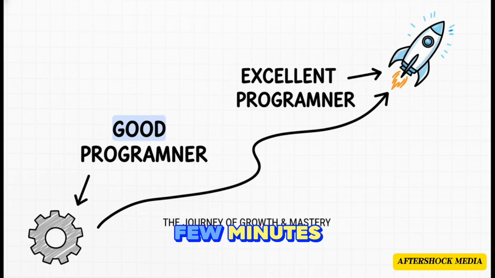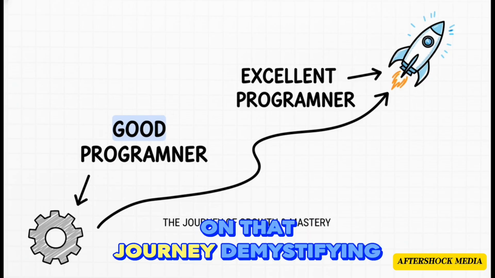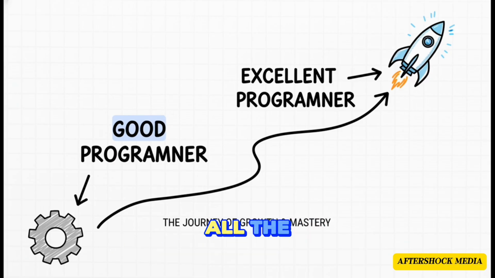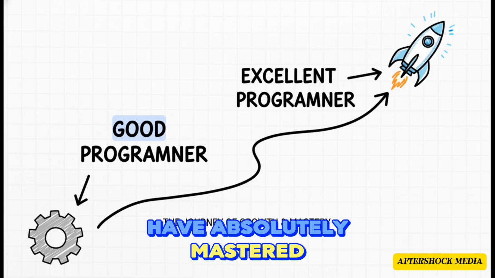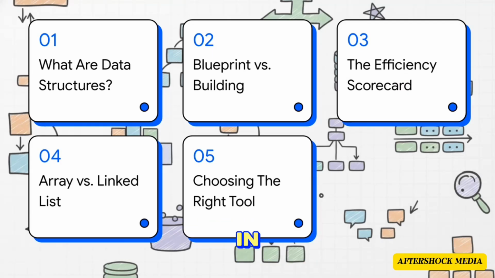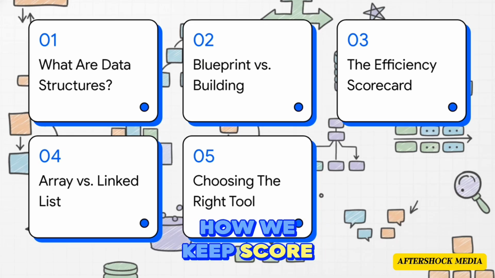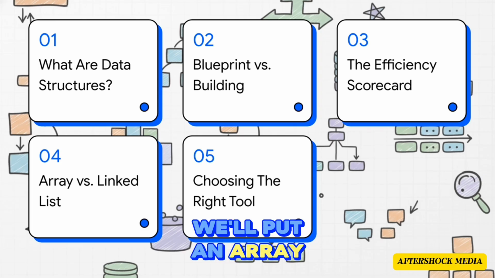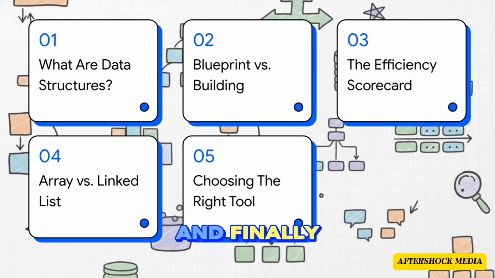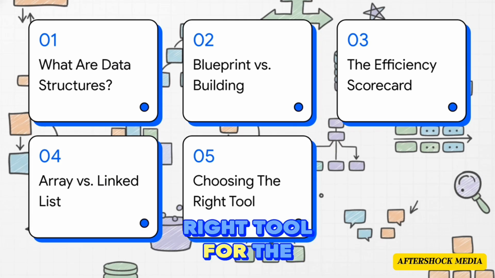So in the next few minutes, we're going to start you on that journey, demystifying the core concepts that all the great developers have absolutely mastered. All right, let's jump right in. Here's what we've got on tap. We'll cover what data structures are, the difference between the blueprint and the building, how we keep score on efficiency. We'll put an array versus a linked list head-to-head, and finally, talk about choosing the right tool for the job.